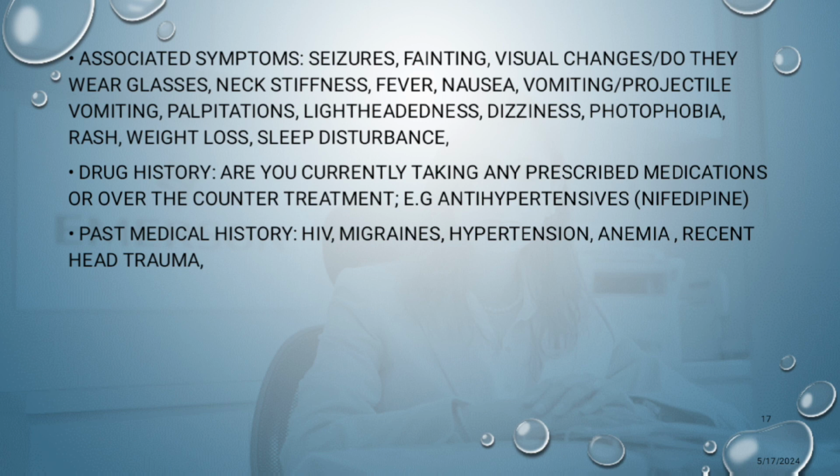Okay, past medical history, ask for any HIV, migraines, hypertension, anemia, and recent head trauma. So ask if they have been told they have anemia. Okay. Then for the hypertension, if they say yes, they have hypertension, you have to ask about the drug. So that's why I usually prefer the past medical history comes first, then the drug history follows.